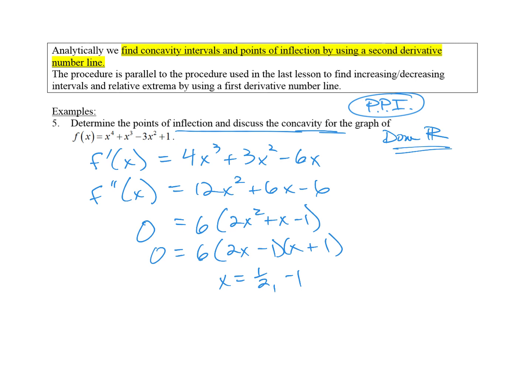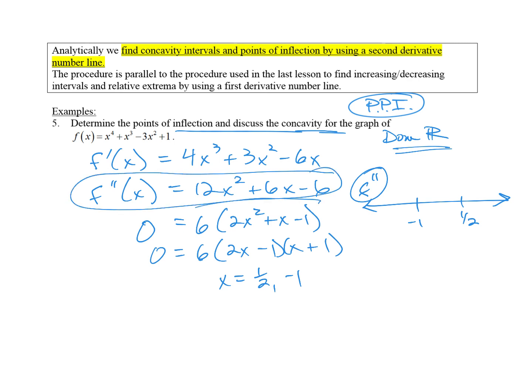Okay, once you get your x values, make a number line. This is a second derivative number line here. Remember, that's what we're doing. And we'll put our -1 and the 1/2 on there. And then do the same thing we did before. Check each section into the second derivative in any form. That one, this one, or that one, whatever form you want. Check each section in there.